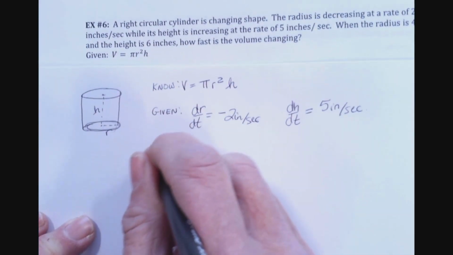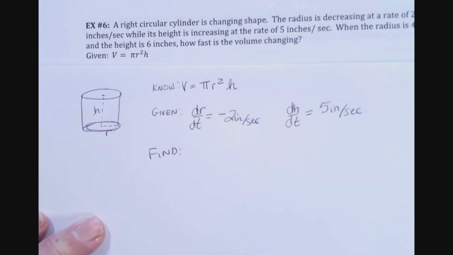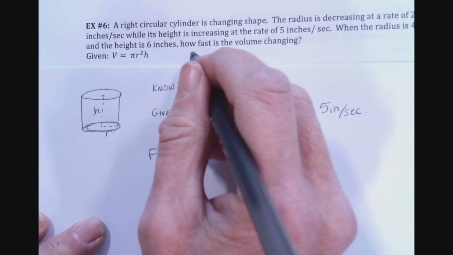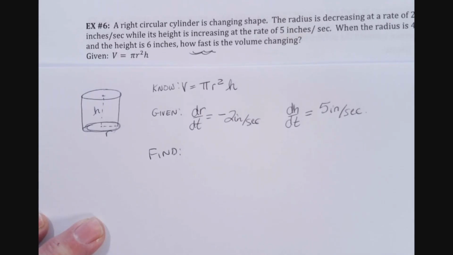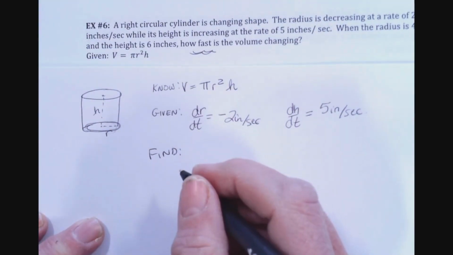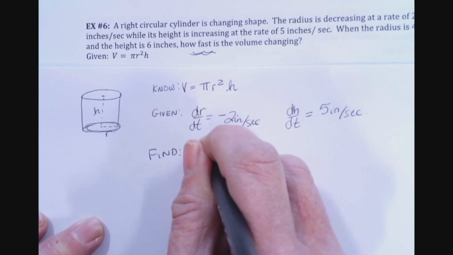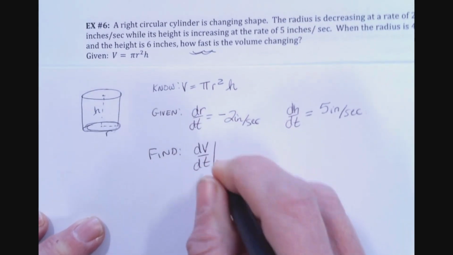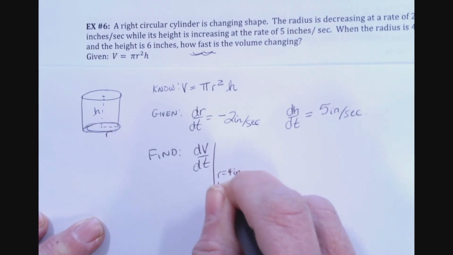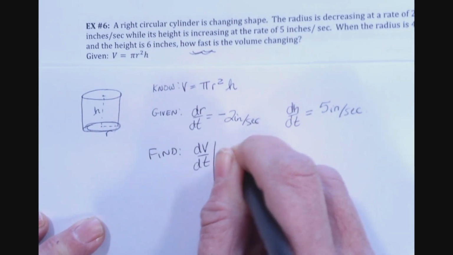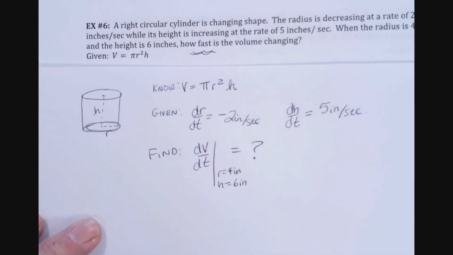And so what are we trying to find? It says when the radius is 4 inches and the height is 6 inches, how fast is the volume changing? So how fast? Well, that's a rate. So that tells us calculus. That tells us derivative. So the volume changing. So we want dV/dt when the radius equals 4 inches and the height equals 6 inches. So far, so good?